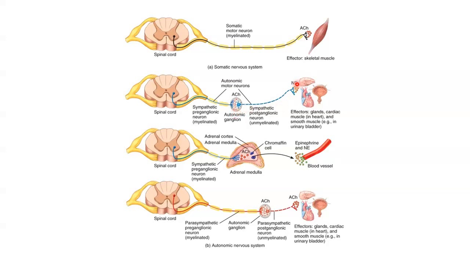The second neuron in that pathway is called a postganglionic neuron because it's post that ganglion. And its unmyelinated axon extends from the ganglion to the effector.